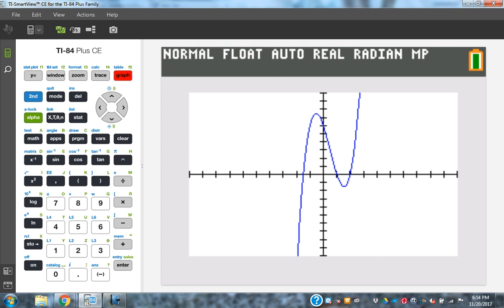Zeros are the same thing as x-intercepts. Look at where this graph is crossing the x-axis. There's positive 1. There's positive 2. Those were zeros we found, right? We found x equals 1 and 2. And then this one is negative 3 over 2.